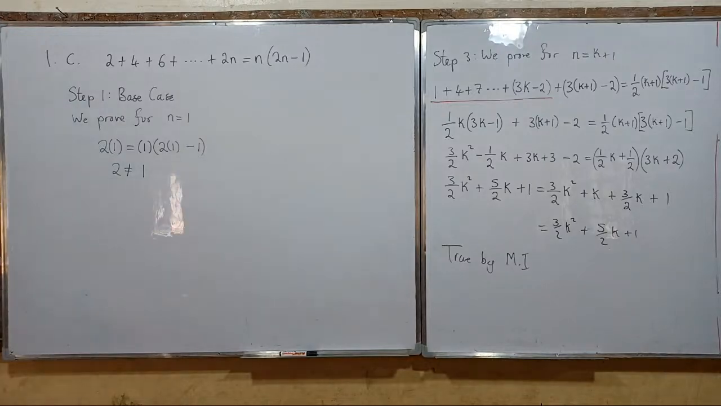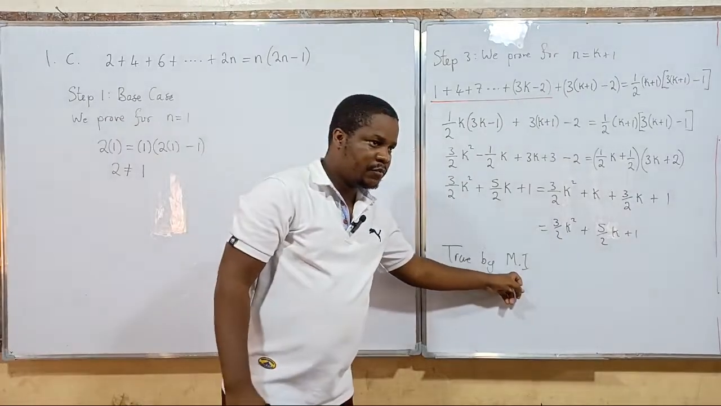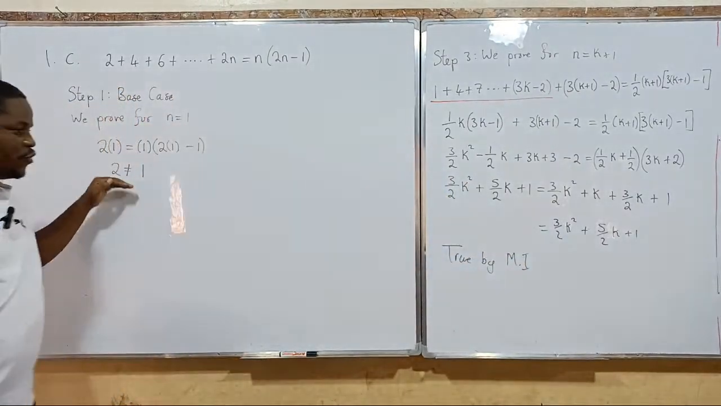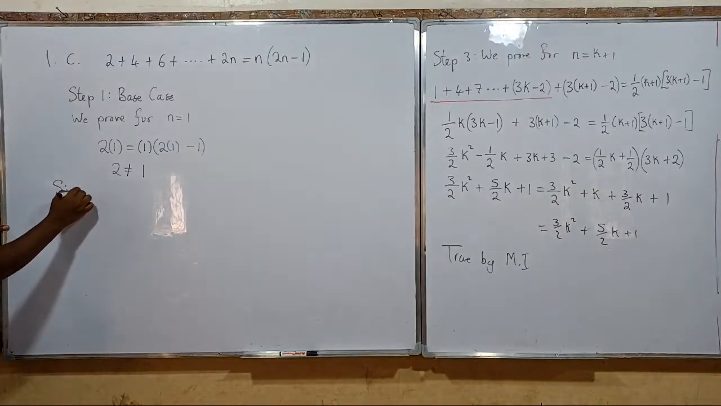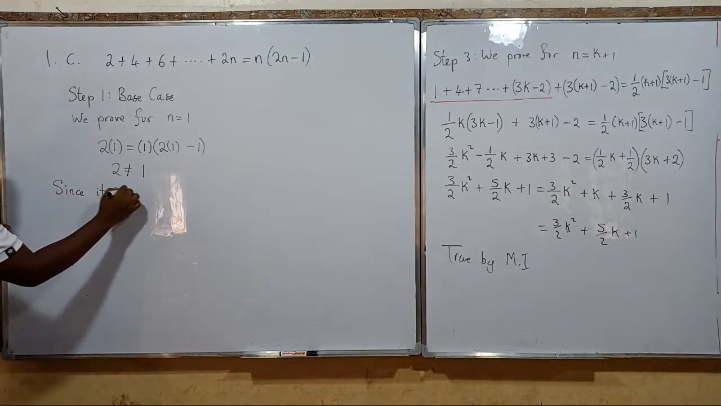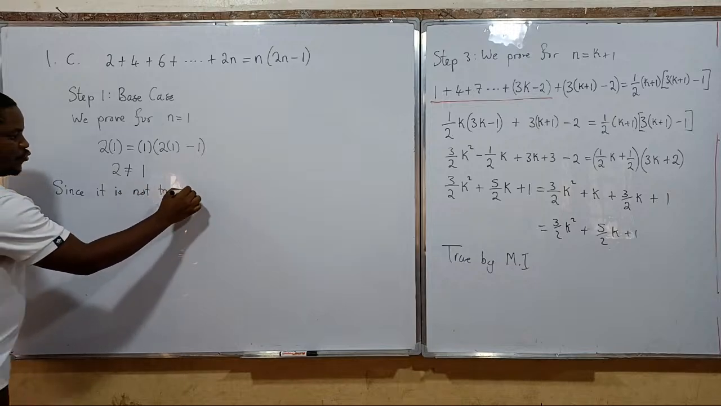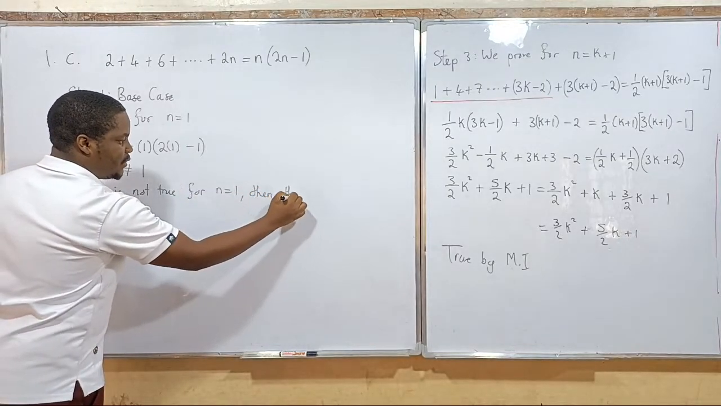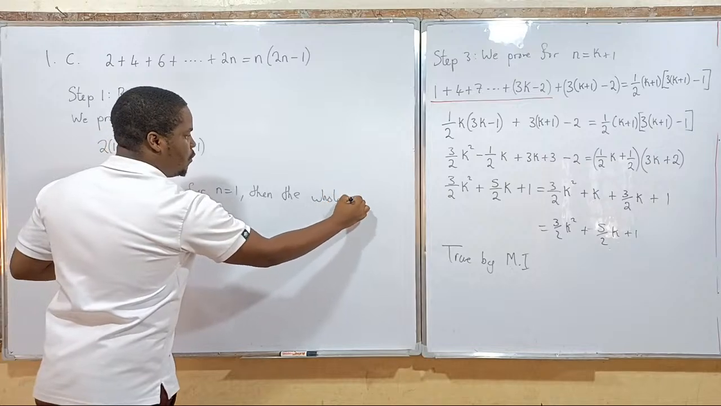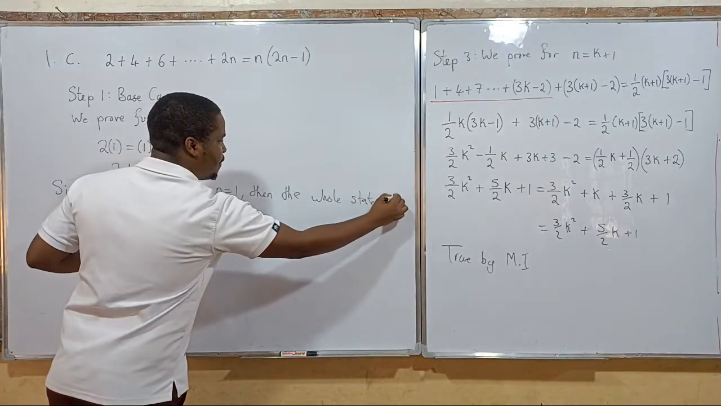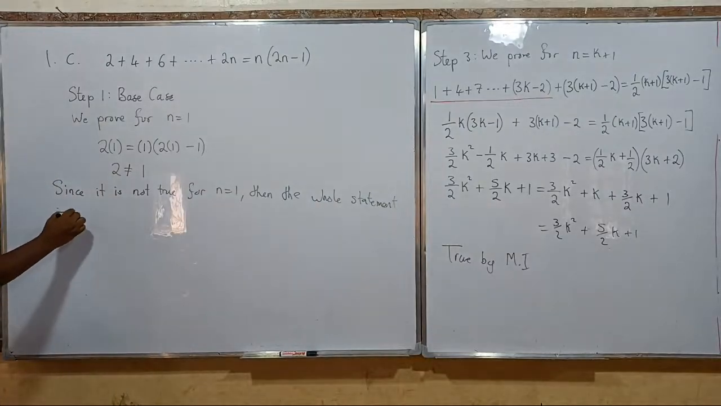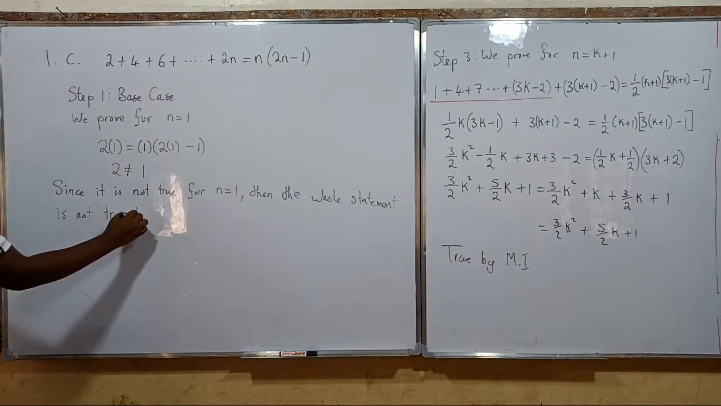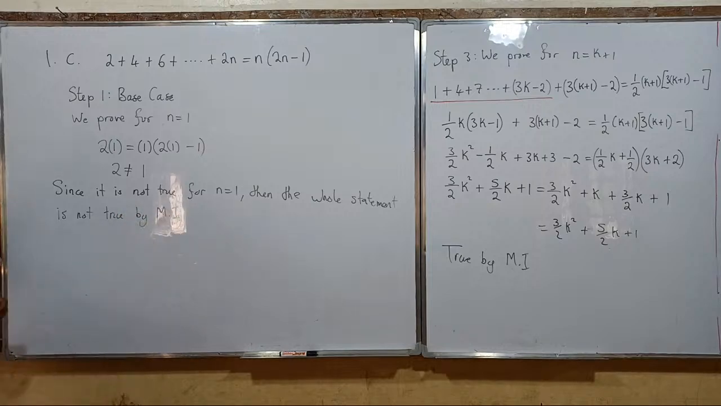They are not equal to each other. So what's the conclusion? It is not true by mathematical induction. You don't go to step 2. As long as this is not true, you don't proceed. So we can say, since it is not true for n equals 1, then the whole statement is not true by mathematical induction. Conclude there, ends there.